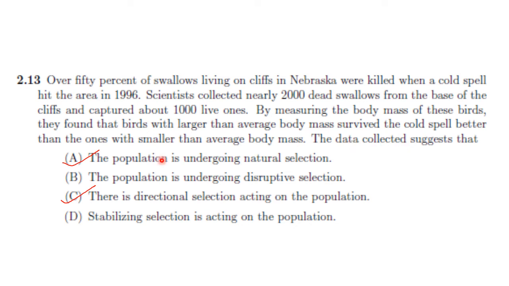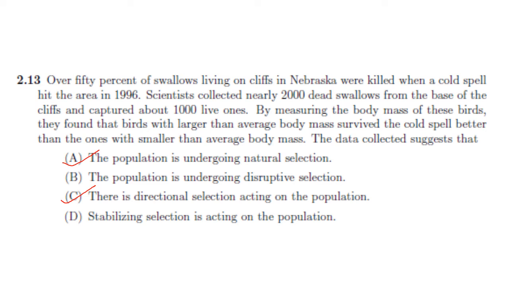The data collected suggests the population is undergoing natural selection. Yes, because only one of the species is selected. That is, the one with larger than average body mass is selected, whereas the other one with smaller than average body mass is wiped out. The population is undergoing disruptive selection. If it was disruptive selection, then the species with larger than average body mass and smaller than average body mass would have survived.